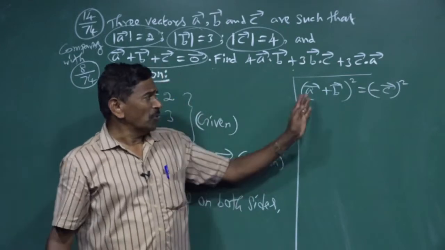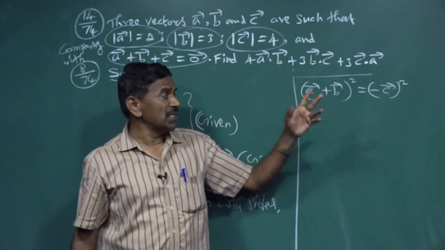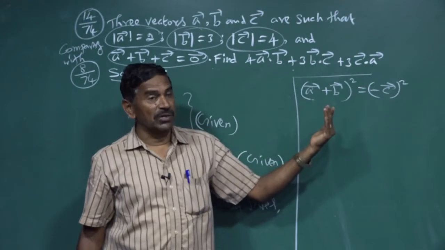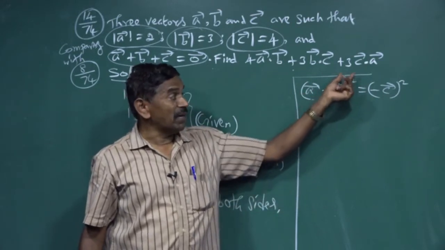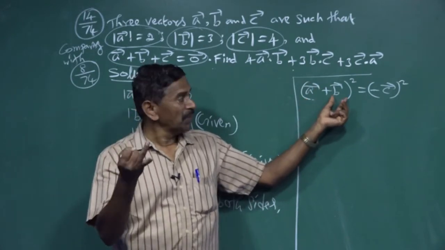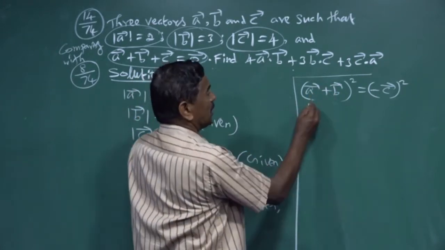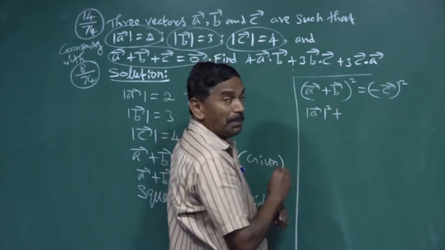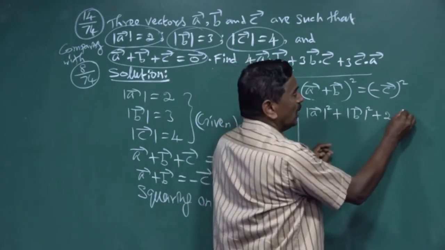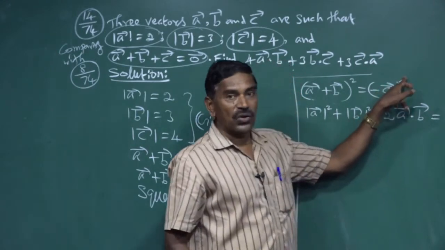Now it is of the form a plus b the whole square. In algebra, a plus b the whole square equals a square plus b square plus 2ab. But in vector algebra, a vector plus b vector the whole square equals modulus a vector square plus modulus b vector square plus 2 a vector dot b vector. So that is the concept. Now listen: modulus a square plus modulus b square plus 2 a dot b is equal to minus c the whole square, which equals plus.